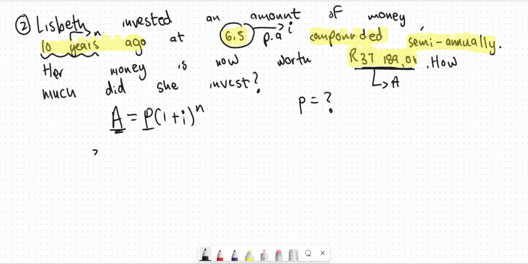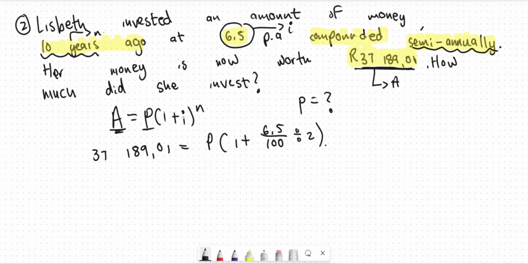So let's substitute. 37,189.01 goes on the left-hand side of the equation. The P is unknown, times 1 plus the 6.5 over 100. But remember, it's compounded semi-annually, so we're going to divide it by 2. We're going to have how many years? 10 times the same 2, the compounding rate. This is the same 2 that I'm dividing the I with and multiplying the N with, the number of years.